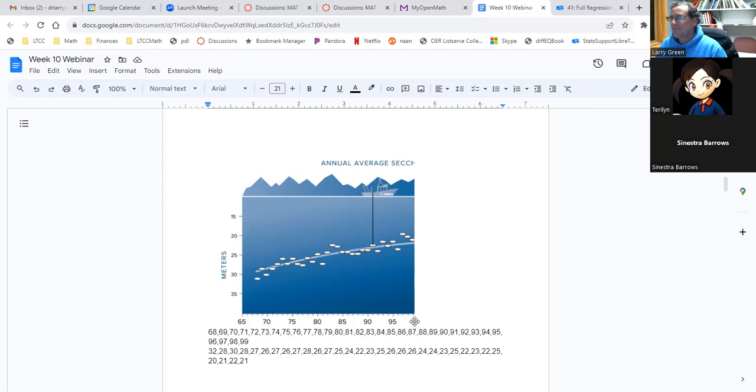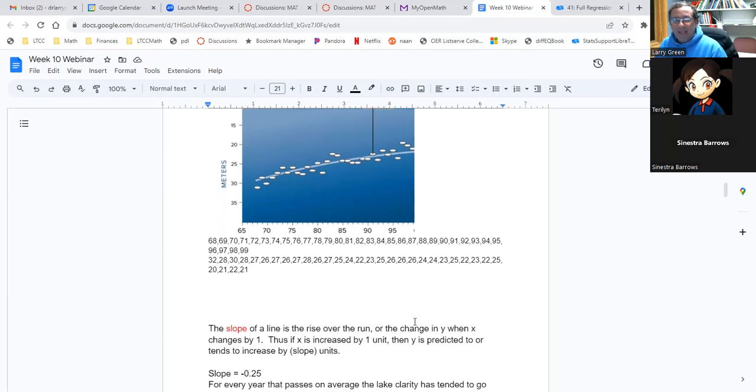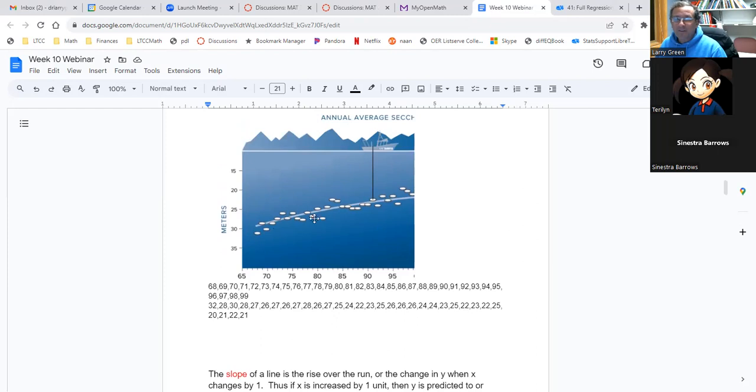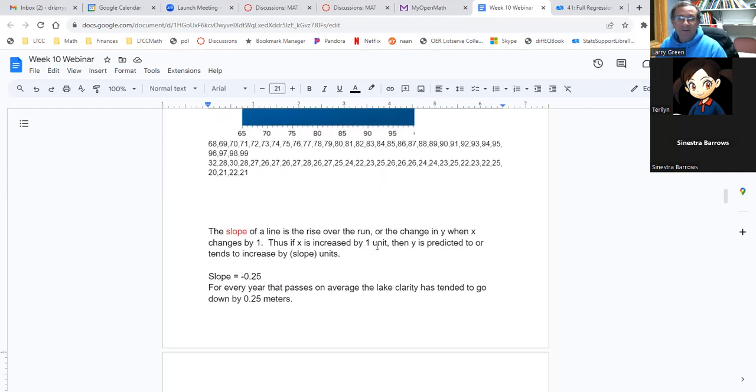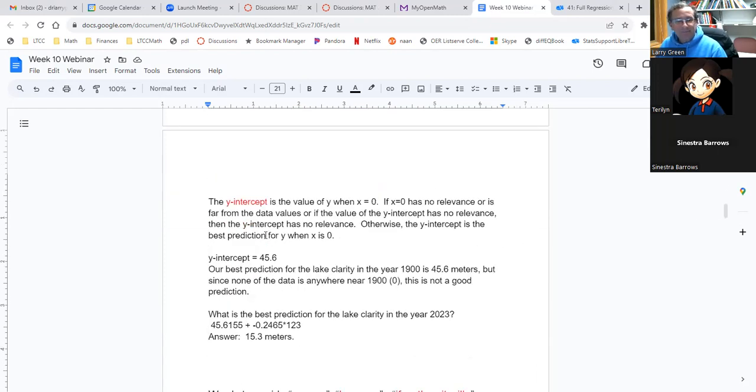Any thoughts? Okay. Yeah, they actually funded over $100 million for conservation action. And so what this will tell you, notice in the best prediction was 15.3 meters.